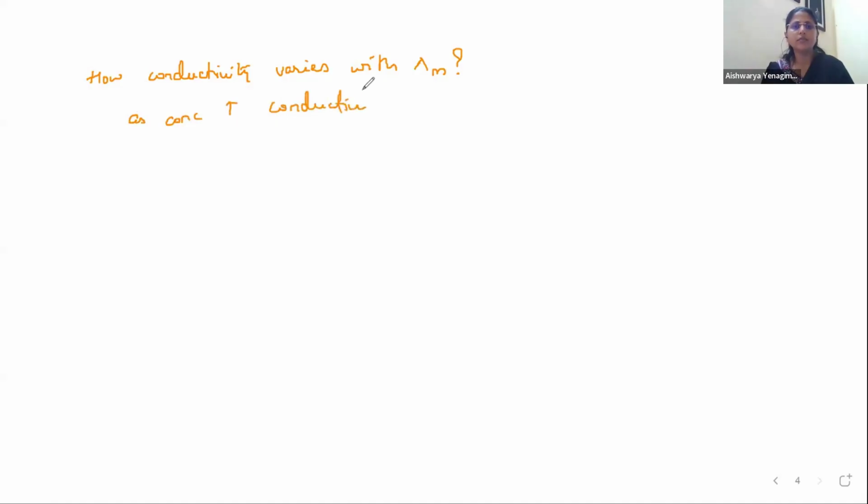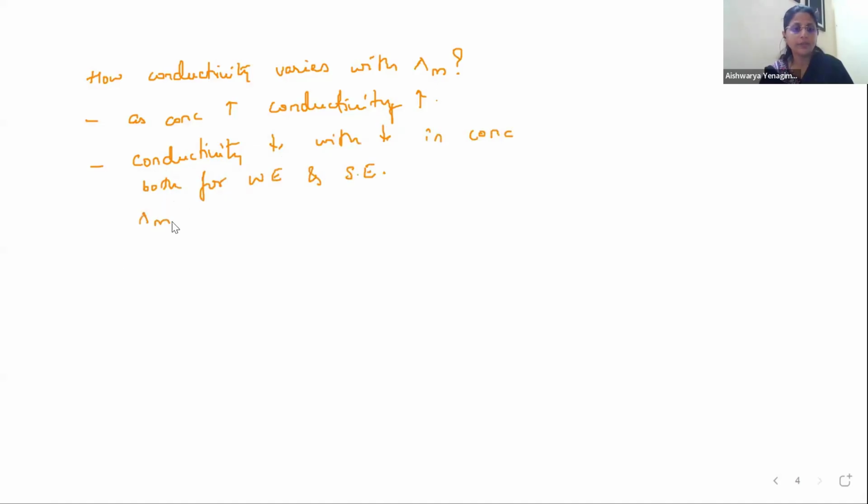For a weak electrolyte or a strong electrolyte, as concentration increases, conductivity also increases. Yes, but this conductivity decreases with decrease in concentration, both for weak electrolyte and strong electrolytes. But when I speak about molar conductivity, as concentration decreases, molar conductivity increases. Molar conductivity increases with decrease in concentration. Vice versa.